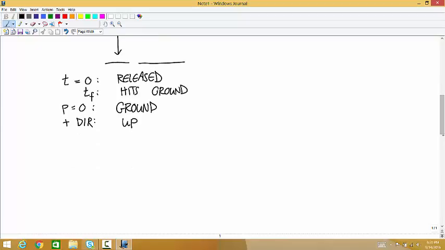Any questions about those? And then I'll go through the list of variables. Do we know the time final? Yes. What was that, 0.7? So time final is 0.7 seconds. Do we know the acceleration? Yep. Since positive direction is up, the acceleration is negative 9.81 meters per second squared.